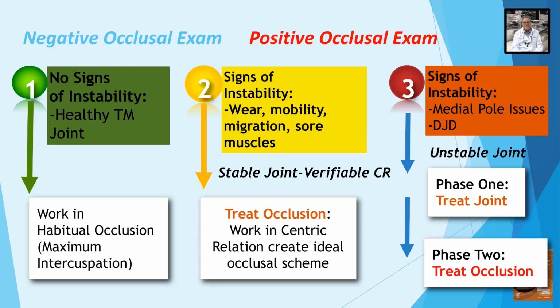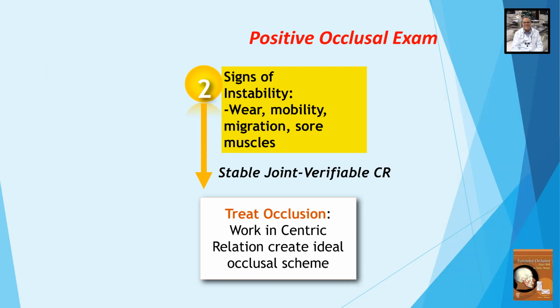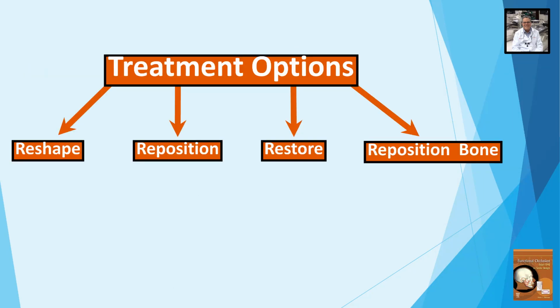But most of them, as we said before, are yellow. There's instability, there's wear, maybe mobility, migrations. But we have verified that that joint is stable. And on these people, we told you before, we want to treat the occlusion. And then we said that there were 4 good ways, or permanent ways, let's say, to treat the occlusion. And so today, we're going to talk about reshaping teeth.